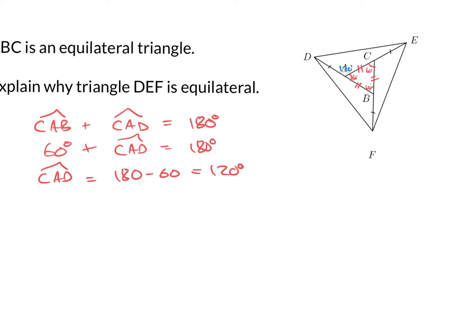Clearly, that's going to be repeated around the shape. This is going to be 120 degrees, and this is going to be 120 degrees because they are all the same. They are straight lines with 60 degrees. So I'm going to put that as a statement here. I'm going to say that angle CAD equals angle DBF, and it equals angle ECF, and they all equal 120 degrees. Now, what can I do with this now?